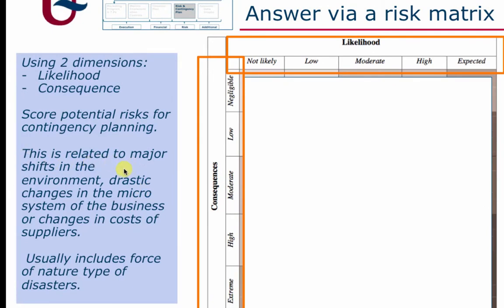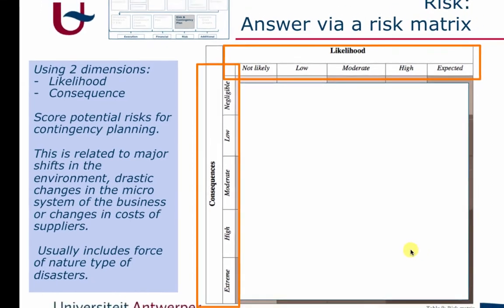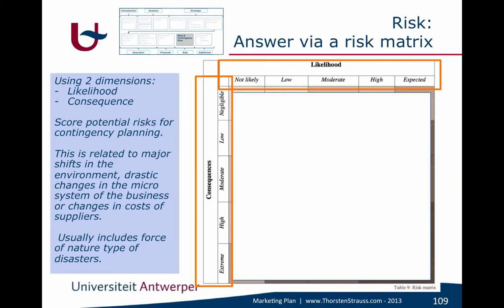The major shifts in the environment and drastic changes in the micro or macro environment, that's usually what we're looking for, force of nature. It's not really about the management or minor things, because those would be addressed within the execution and implementation plan. If somebody doesn't reach an objective, that is not part of a risk matrix. The risk matrix is, for example, for a computer manufacturer: what happens if Dell goes bankrupt, what happens if Intel goes bankrupt, or if Intel has an explosion in a factory and cannot deliver anymore. How will you mitigate this risk, and how will you prepare for that?